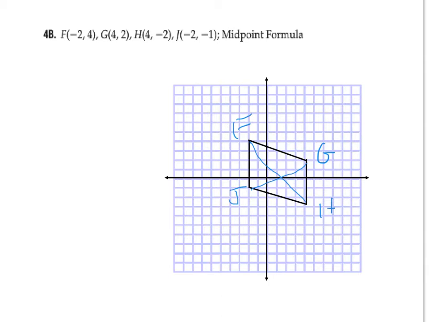Let's find the midpoint of FH. And again, if you remember the midpoint formula, I'm going to add the x's. So FH is going to be -2 plus 4, which is 2, over 2. Okay, let me just erase it. I don't know why I put that there. So there is my x coordinate, which is, of course, 1.